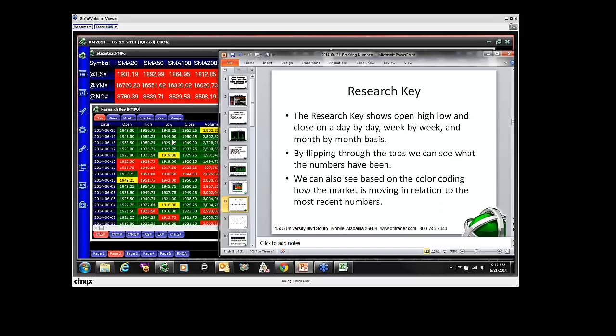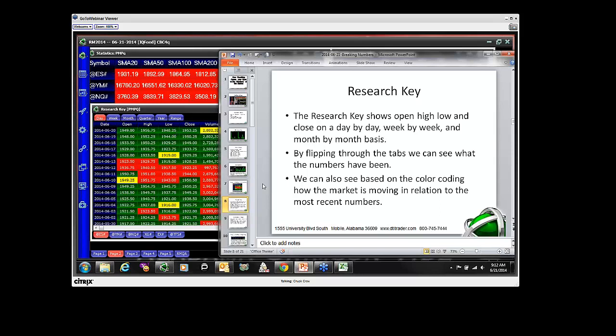So, kind of a boring view of the market, but it does tell us the numbers we want to know about. It tells us about these opens. It tells us that the market's moving higher. It tells us about the highs. Are we making new highs? Are we making lower highs or higher highs? Same on the lows. We get to see how the closing prices are doing, and you can see the direction of the market based simply on the color coding here.